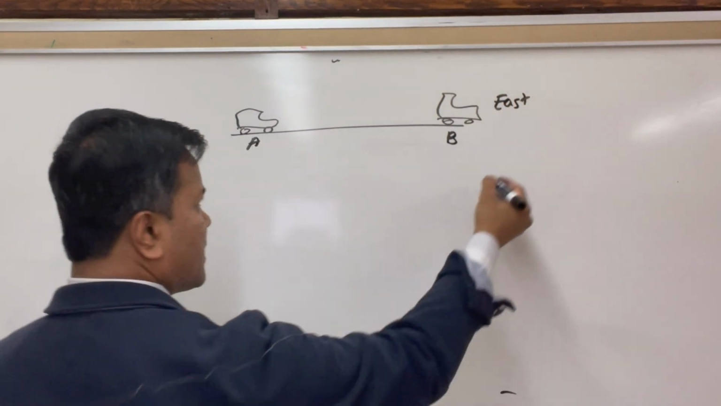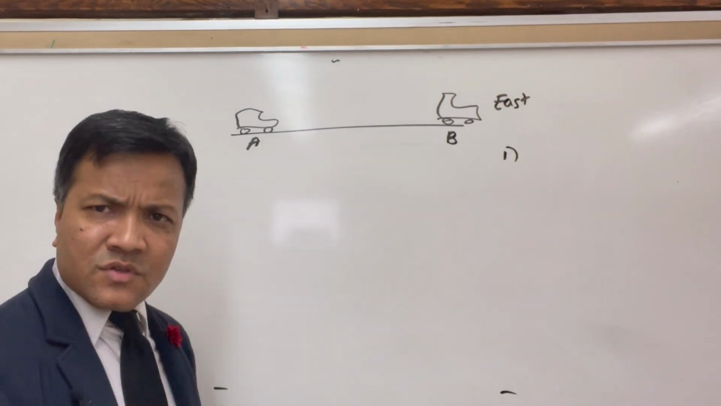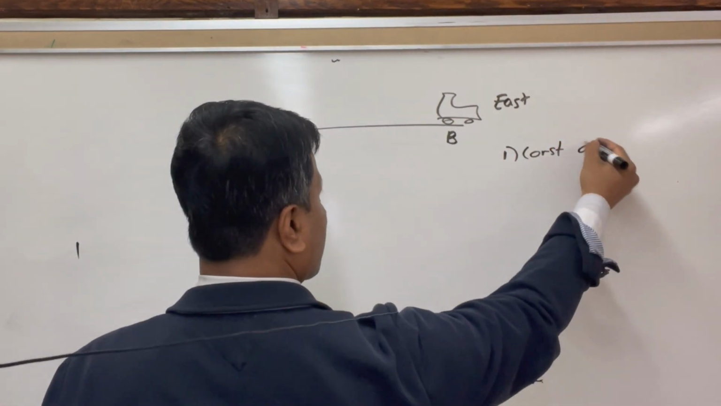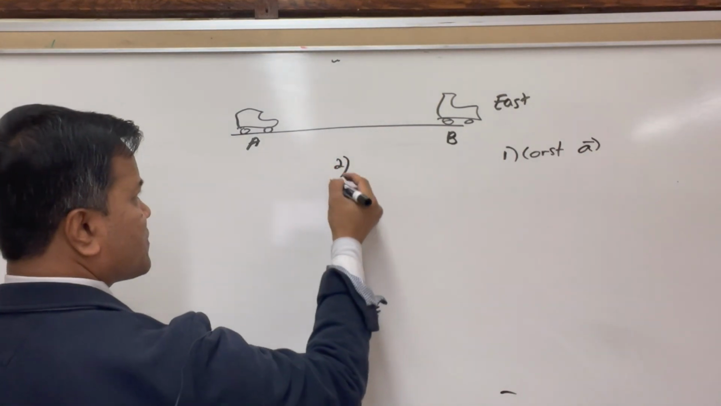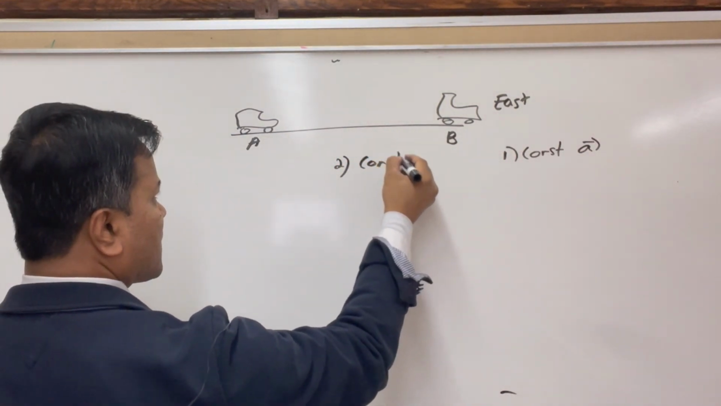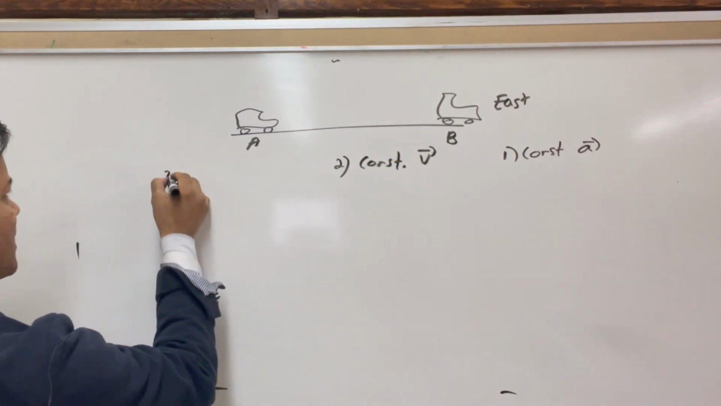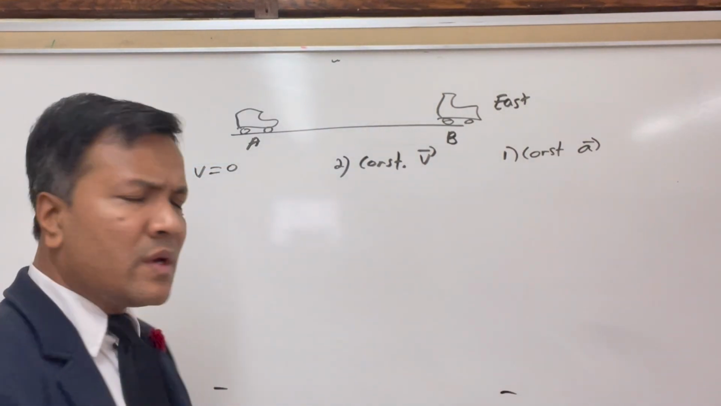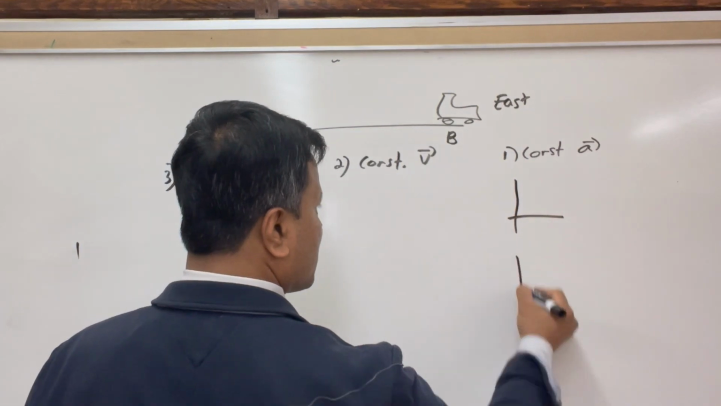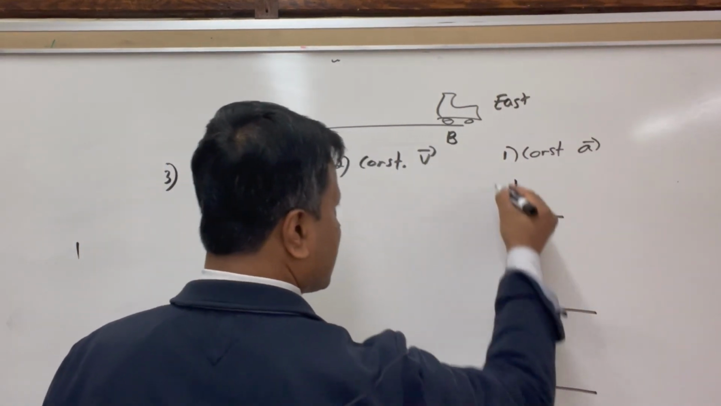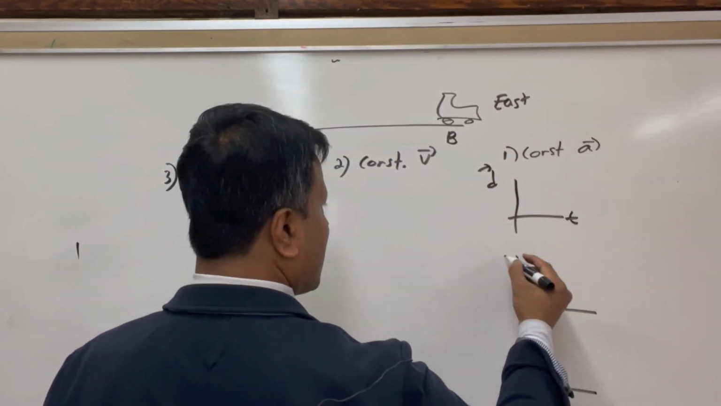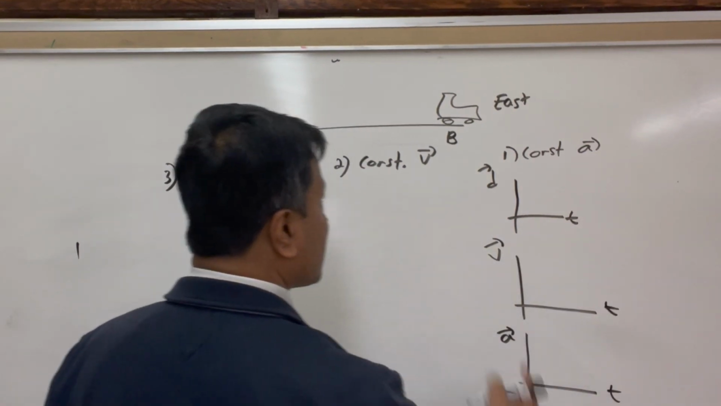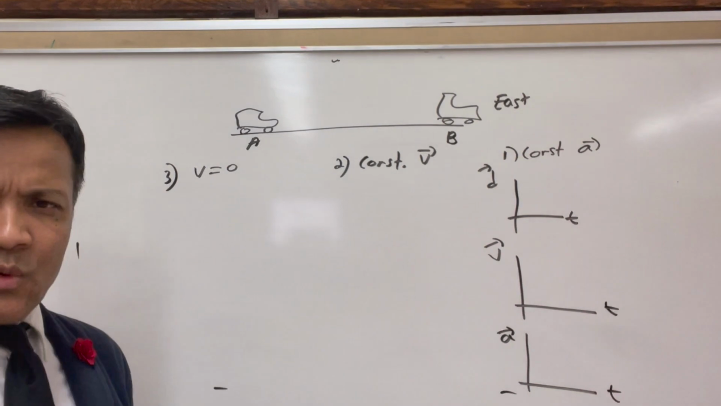All right. So scenario 1, I'm going to give you just simply a constant acceleration. Scenario 2 is just a constant velocity, and scenario 3 I'm going to give you the velocity is 0. So now I want you to do dt, vt and at graph, displacement versus time, velocity versus time, and acceleration versus time. Of course, this is the horizontal motion.